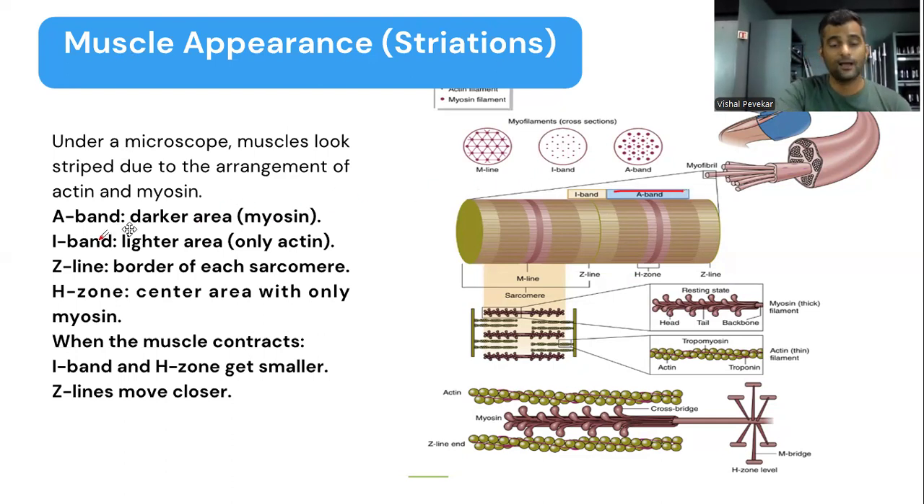What appears light is where you have your actins. Since actin is a thin filament, the area where the actins are looks a little light in the microscope compared to the myosin area. So the myosin area is named the A band, which is dark, and the lighter area is named the I band, which will be mostly the actins.